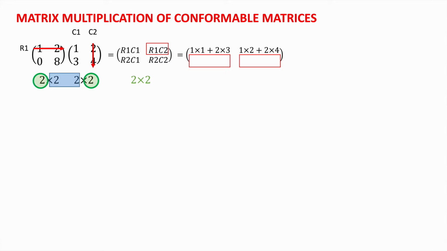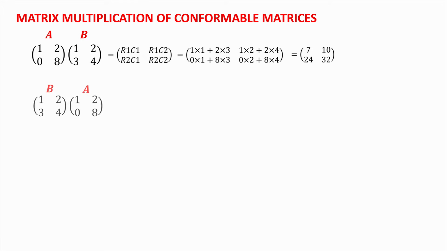Again, if we want to find the entry of row 2 column 1, that will be multiplying row 2 of the first matrix by column 1 of the second matrix. So that will be 0 by 1 plus 8 times 3. And lastly, if we want to get row 2 column 2 entry, we take row 2 of the first matrix and we multiply it by column 2 of the second matrix. So we get 0 times 2 plus 8 times 4. And so we get 7, 10, 24, and 32 when we tally the entries.